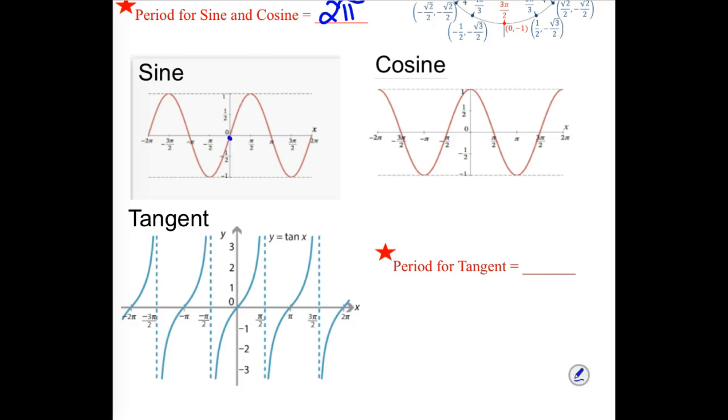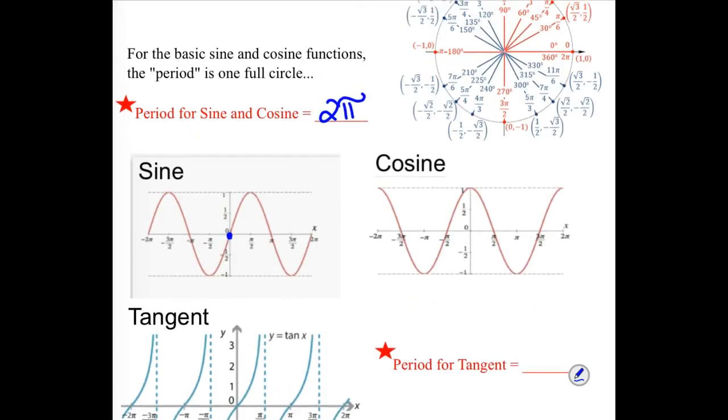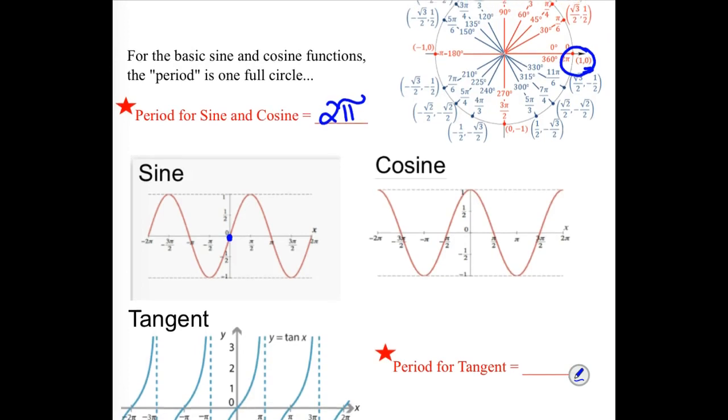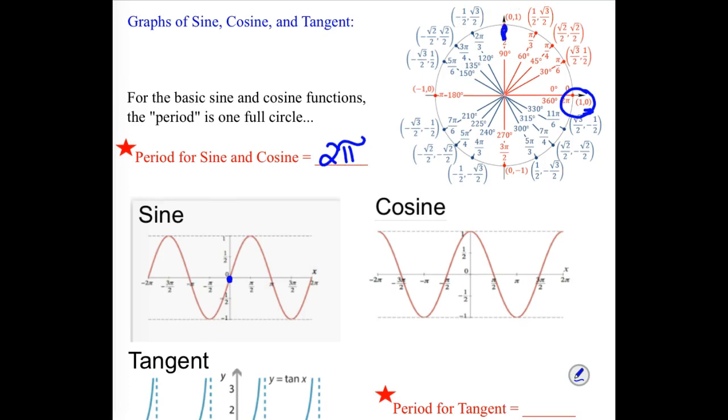Our typical sine curve starts at 0 because when we look at our unit circle at 0 degrees, our sine value, our y-coordinate, is 0. When we are at pi over 2 or 90 degrees, our sine value is 1. So we're up here at 1. At pi, our sine value is 0.